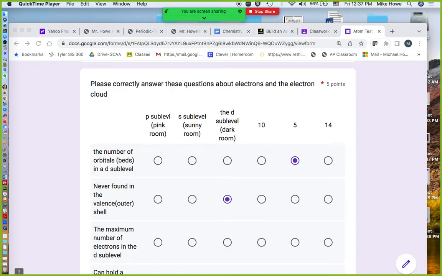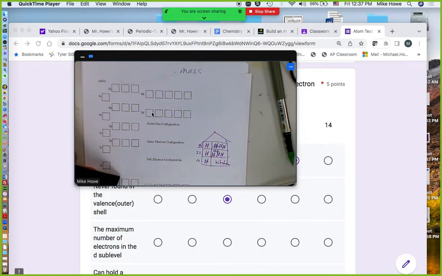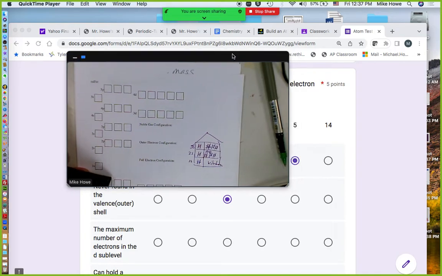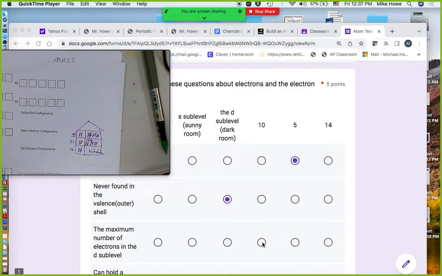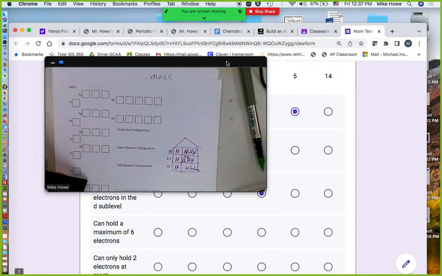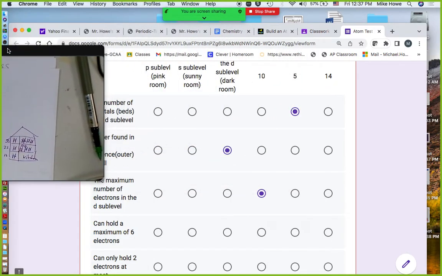The maximum number of electrons in the D sublevel, since there are 5 beds and each bed holds 2 electrons, that answer would be 10. There, and can hold a maximum of 6 electrons. That would require 3 beds. So 2, 4, 6. That would be the P sublevel, or the pink room.